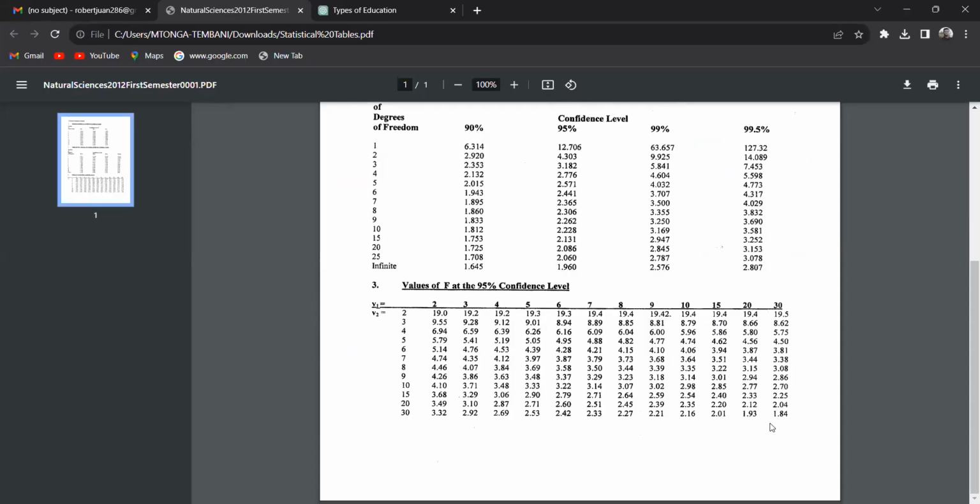Again, from the same table, observe what we have at the bottom there. It's the values of F at 95% confidence level. So this is where you get your F tabulated. Pay attention. You need to have values for V. To get V is always n minus 1. That's the principle.